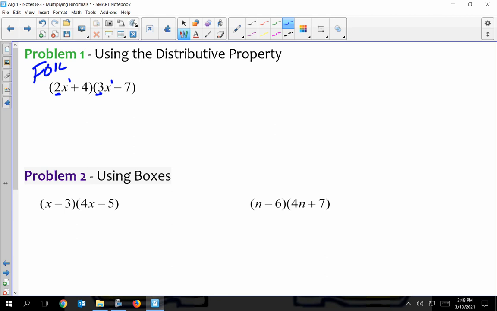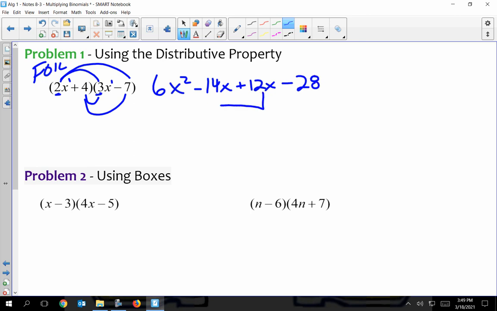All right. So F first. 2 times 3 is 6. X times x is x squared. O, outside ones. So 2x times a negative 7. So this is another thing. Just be careful with your signs. 2 times 7 is 14 with the x attached. Okay. I, the inside. So 4 times 3 is 12. Attach the x. Okay. And then L, the last term, so positive times a negative is a negative answer, and 4 times 7 is 28.